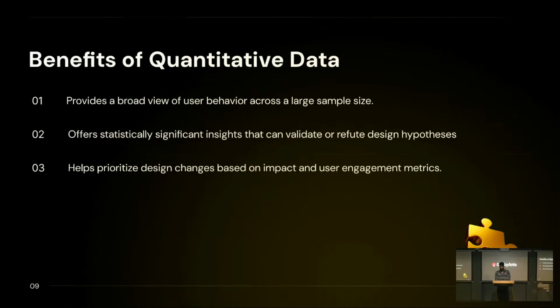Okay, benefits of quantitative data. It gives you a broad perspective of user behavior with a very large sample. It also offers significant insights, which can help you either prove or disprove a hypothesis. It helps you prioritize design changes based on user metrics. It will also help you to prioritize features which are very necessary at the start.